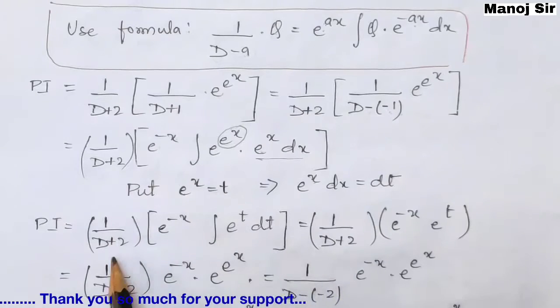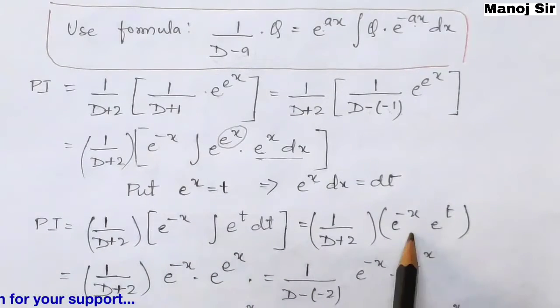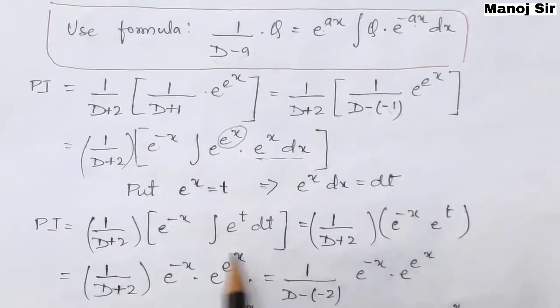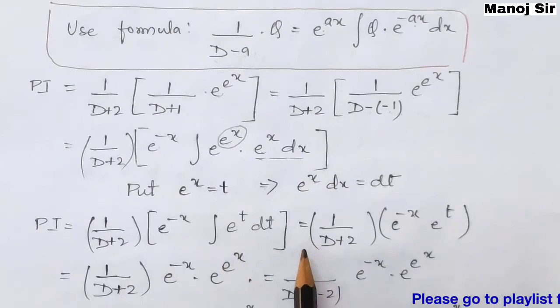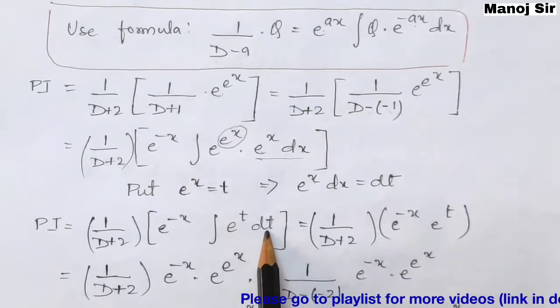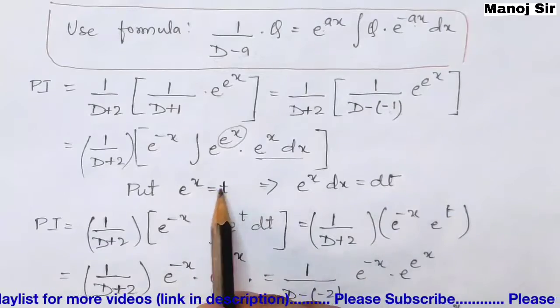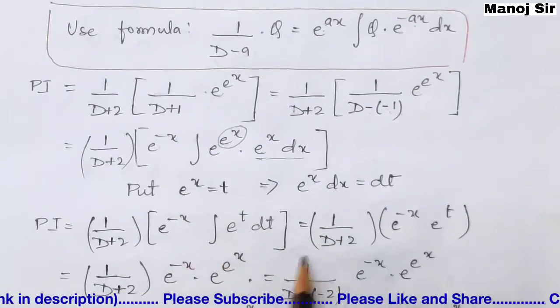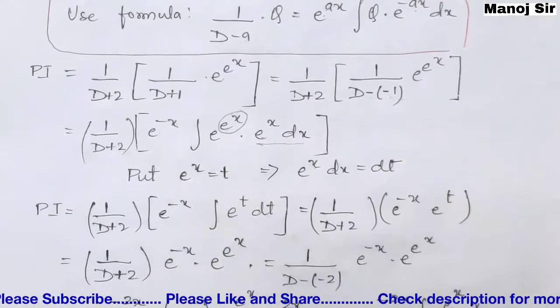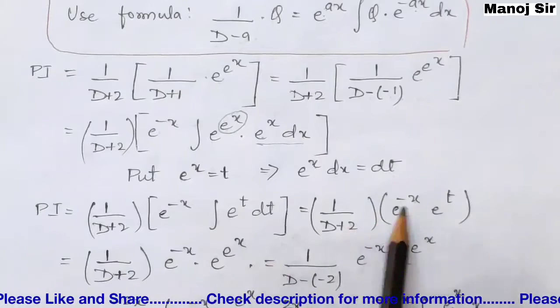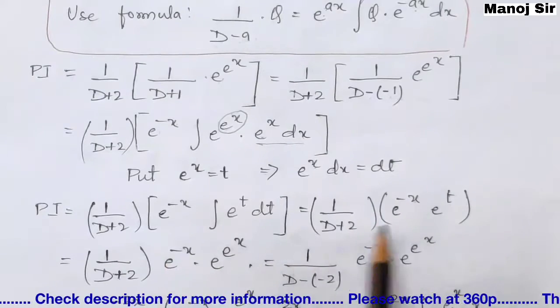So 1 upon (D plus 2), e to the power minus x stays as it is, and integration of e to the power t with respect to t becomes e to the power t. And what is t? That is e to the power x. So we can write this as 1 upon (D plus 2), e to the power minus x into e to the power, what is c?